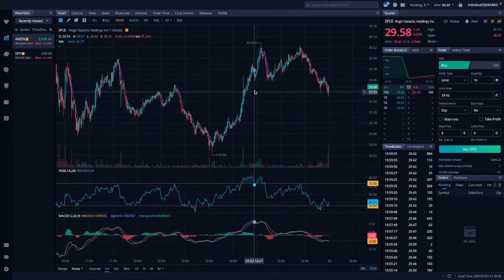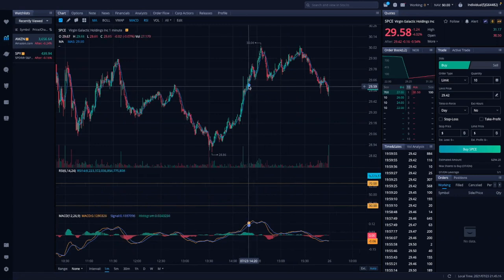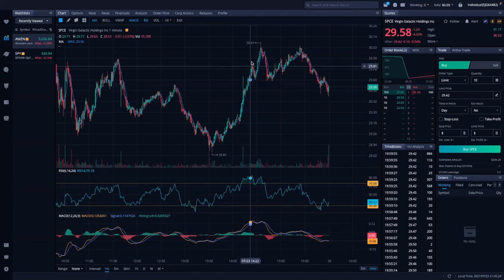So let's see, 29.58. There you go. As you can see, for the entire day now, it stayed above 29.58. Why? Because once it broke this 29.58 part, the 29.58 became the support, and the new resistance became $30.04. That's called a momentum play.